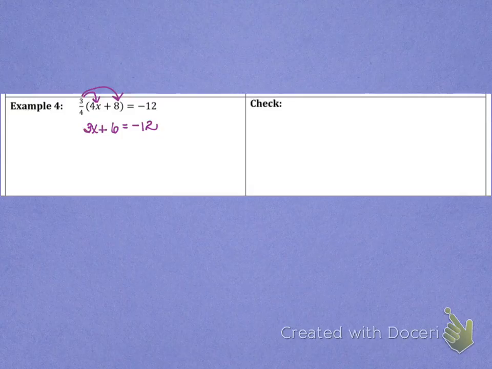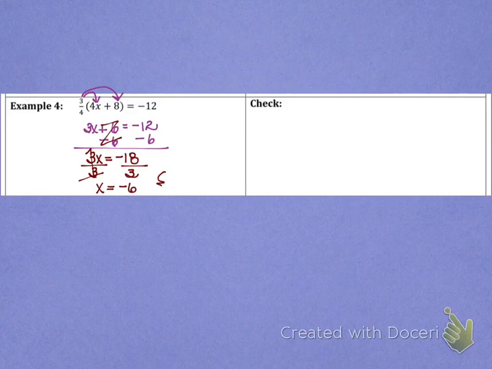And now we can treat this like a two-step equation. We're going to subtract 6 from both sides to get rid of that constant. These zero out to give me 3x equal to negative 18. And then dividing by the coefficient of 3, this gives me 1. So x equals negative 6. We'll put it in set braces and do the check. I've got my original 3/4 times the 4x plus 8. We're going to plug in what we got. We got negative 6.